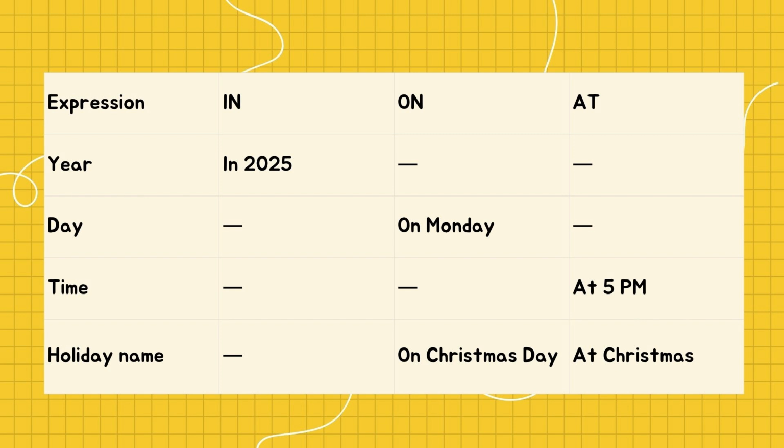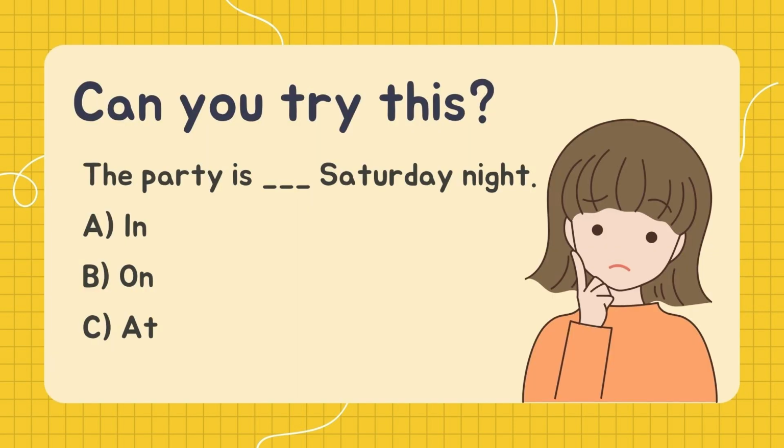Let's review what you've learned with a quick quiz. Question 1. The party is blank Saturday night. A, in, B, on, C, at. The answer is B, on Saturday night.